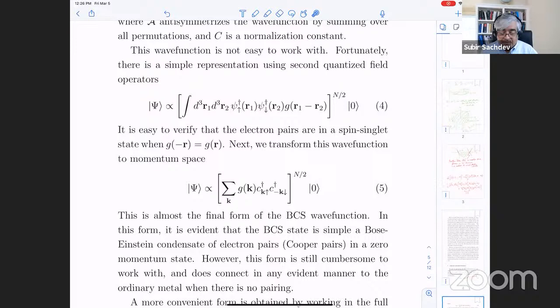These opposite momenta come from the R1 minus R2 over here, and the lack of any dependence in here on R1 plus R2. So the pairing, as often said, is between electrons which are on opposite sides of the Fermi surface, antipodal points on the Fermi surface, which start pairing up with opposite spin. You know, the North Pole with the South Pole and so on. But that's nothing but the statement of zero center of mass momentum. So as I say here, this is almost the form of the BCS wave function.